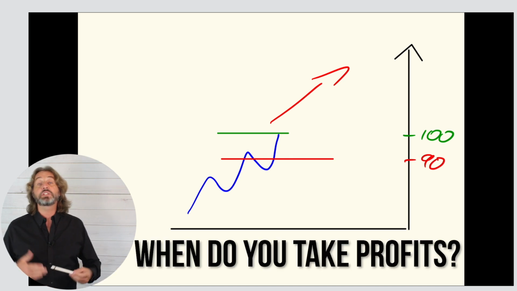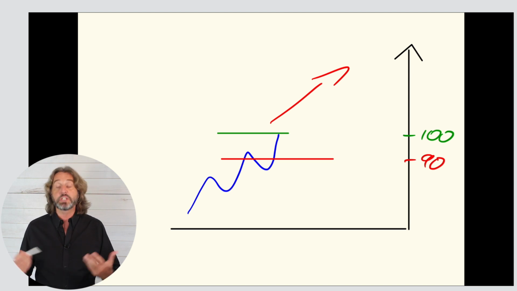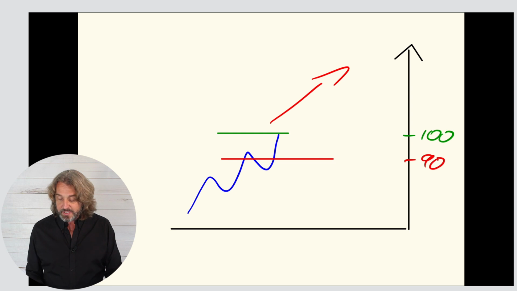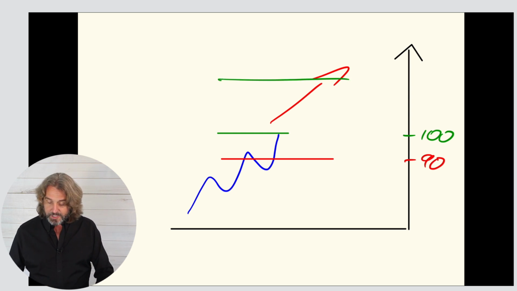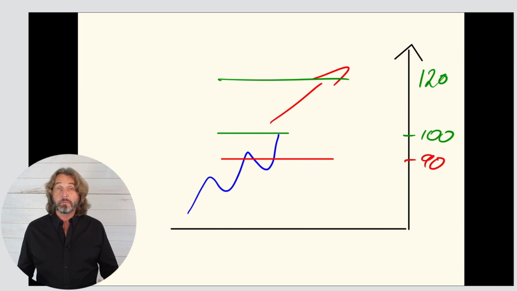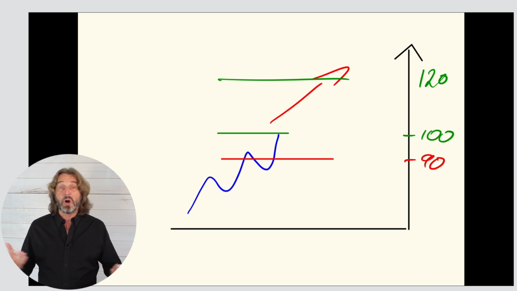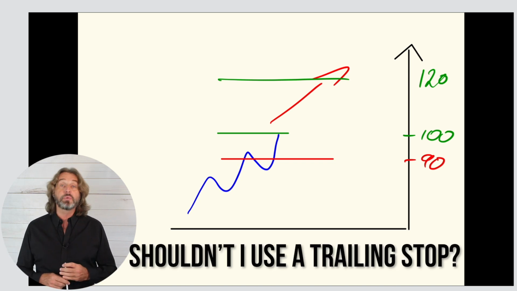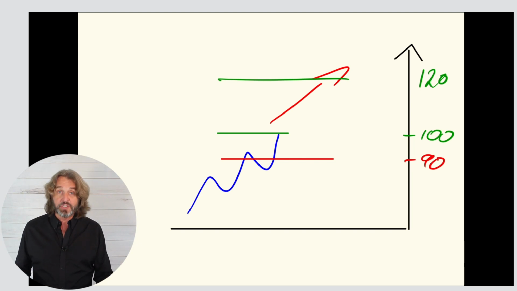Now, the key question is, when do you take profits? And there's two key concepts. You can either have a profit target, and this is what I personally like to do. As soon as you see that the stock goes up to a certain level, here, for example, to 120, you are taking profits. But let's talk about a trailing stop, because that's a question that I receive all the time. Shouldn't I use a trailing stop? How does this work? What does a trailing stop do?